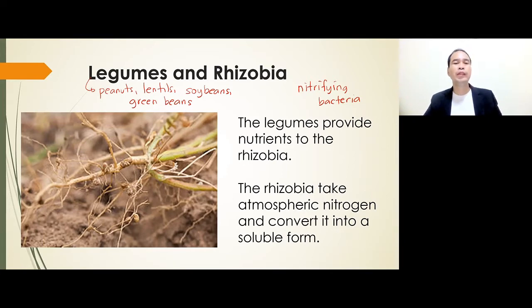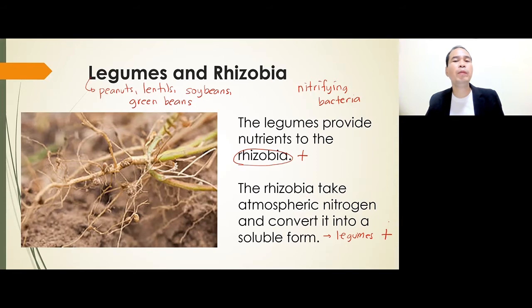Okay, let's look at the relationship of legumes and rhizobia. The legumes provide nutrients to the rhizobia. Also, the rhizobia take atmospheric nitrogen and convert it into a soluble form, a very simple form for the legumes to take in. So the legumes provide nutrients to the rhizobia, meaning in this case, rhizobia is happy, right? Who will take this atmospheric nitrogen? These are your legumes, right? Rhizobia are doing it for the legumes so that the legumes can survive. So in this case, legumes are also happy.